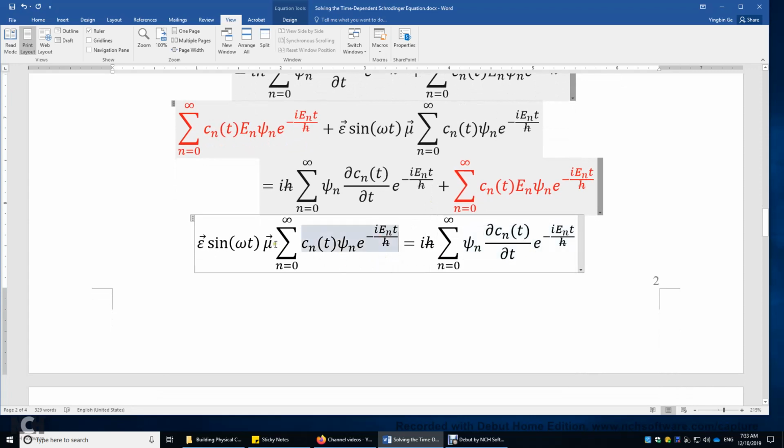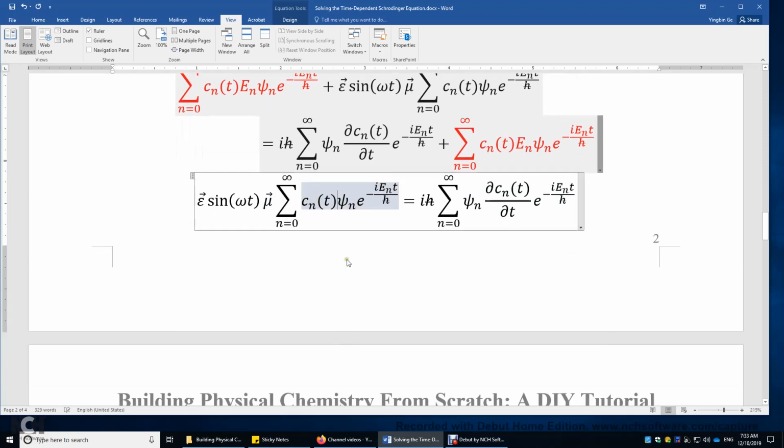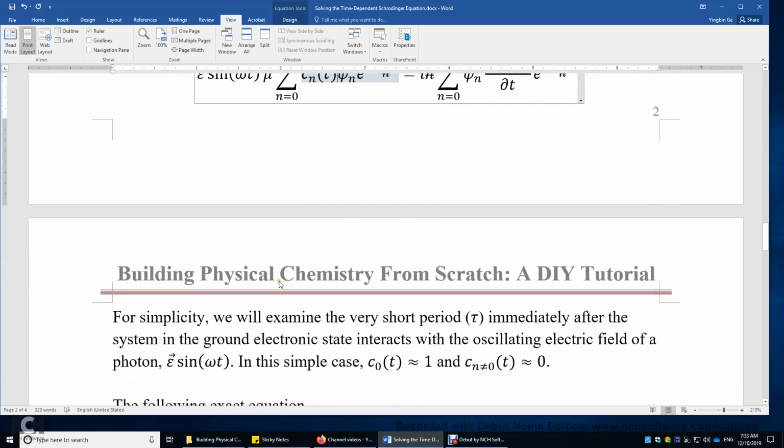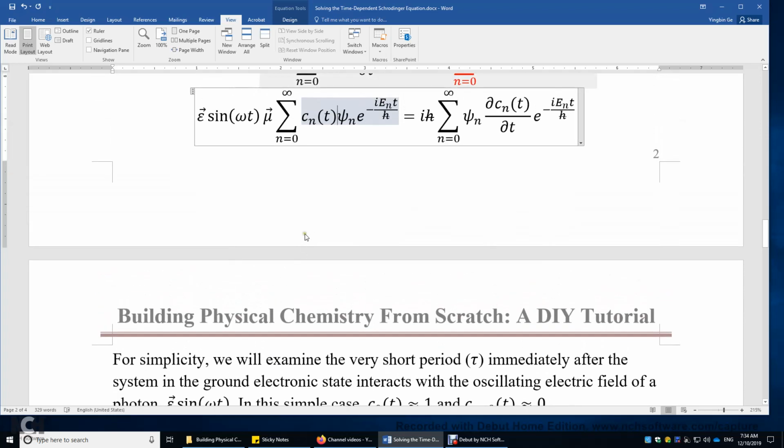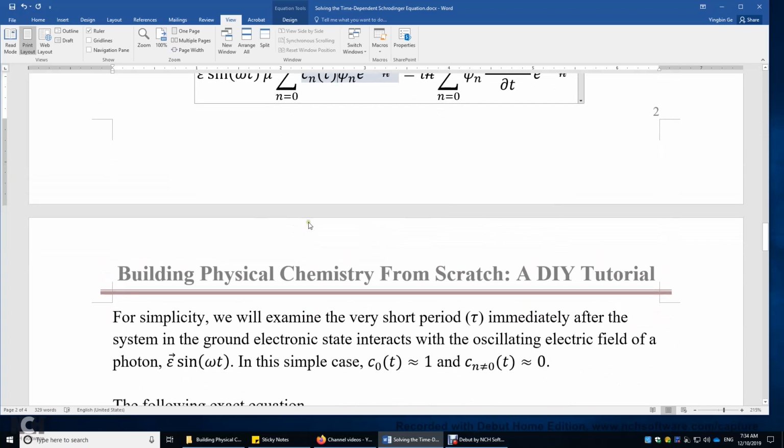So if we focus on the left-hand side first, and for simplicity, we can just examine the very short time period, tau, immediately after the system interacts with the oscillating electric field of the photon. So in this case, there's no time for the system to change yet. Therefore, at the beginning, C sub 0 is 1. And C sub n is 0 if n is different from 0.